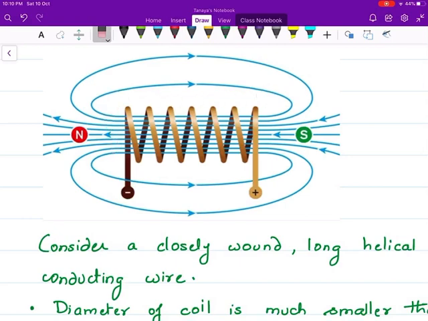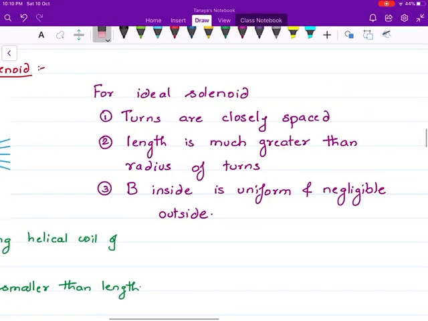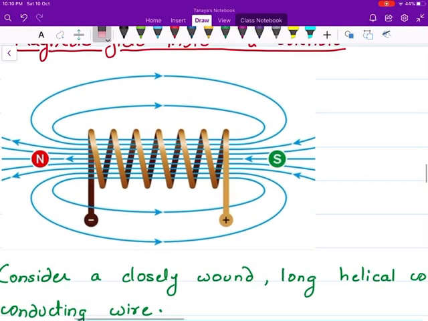For our derivation, we are going to consider an ideal solenoid. What is an ideal solenoid? In an ideal solenoid, the turns of the solenoid are closely spaced. They are very close to each other. The length of the solenoid is much greater than the radius of the turns. So in an ideal solenoid, these turns are not so far apart. They are very close to each other and the length of the solenoid is very much greater than the radius of the solenoid.